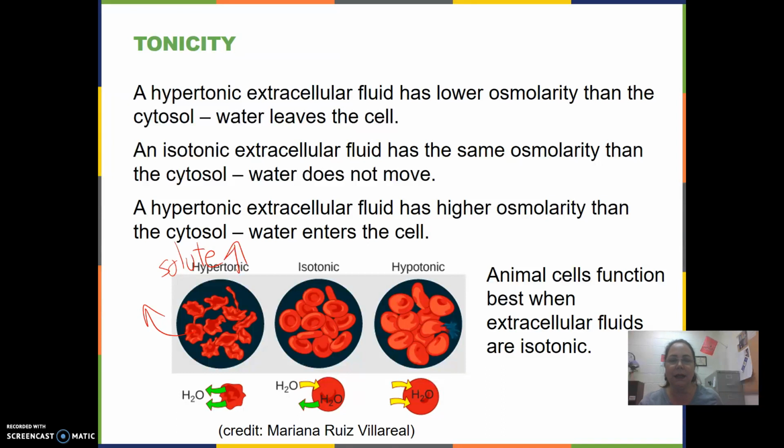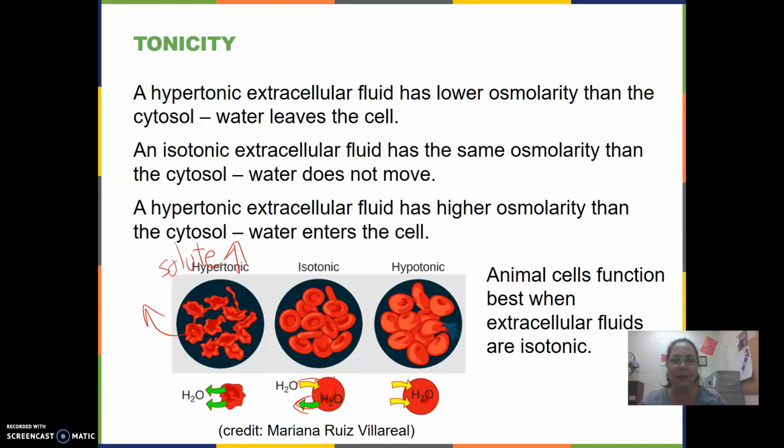In an isotonic solution, the red blood cells will maintain their shape because there might be water coming into the cells, but the amount that comes in is equal to the amount that leaves. So there's no net gain or loss of water in the red blood cells.